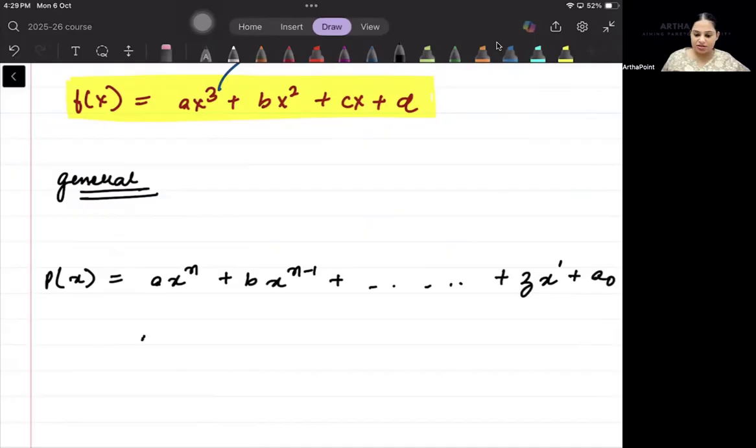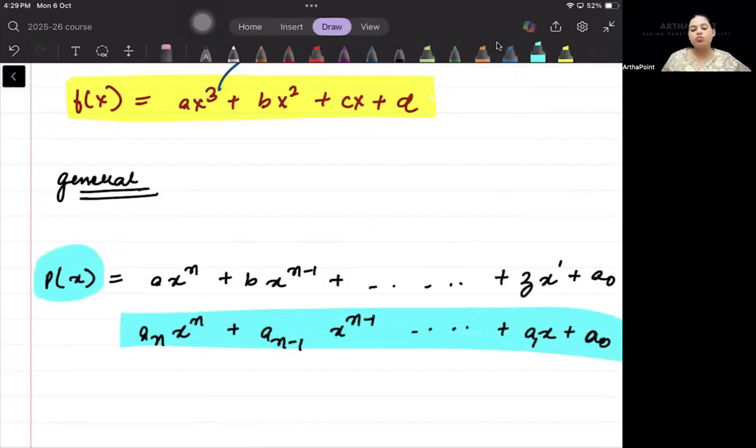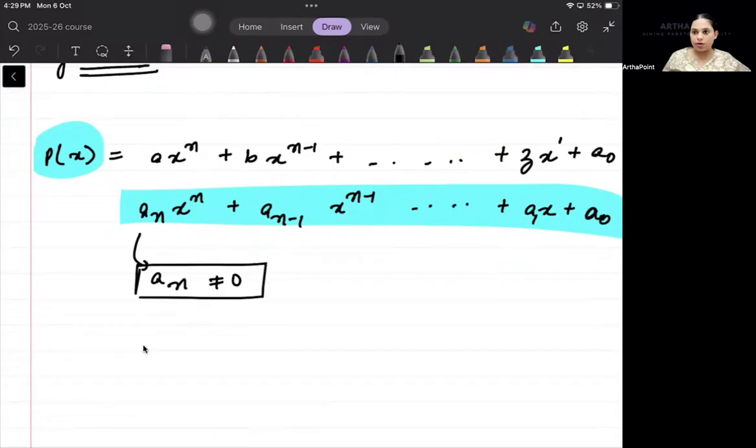Or we can also write this as a_n x to the power n plus a_(n-1) x to the power n minus 1, and so on, plus a1 x plus a naught. This is the general form of a polynomial function. Now that we have the general form, try to understand that this constant a_n should be non-zero, because if it is zero, the nth power will vanish.